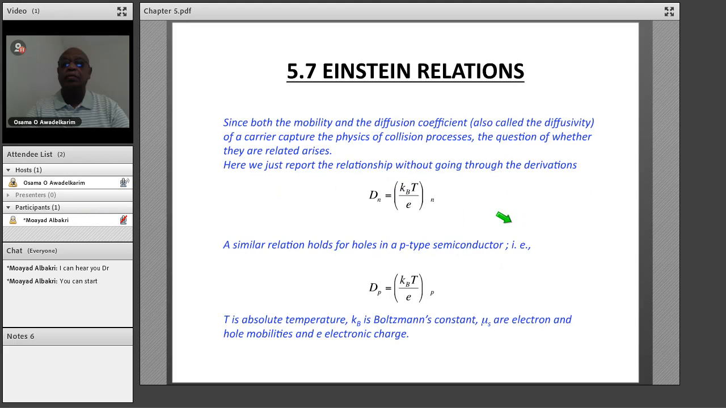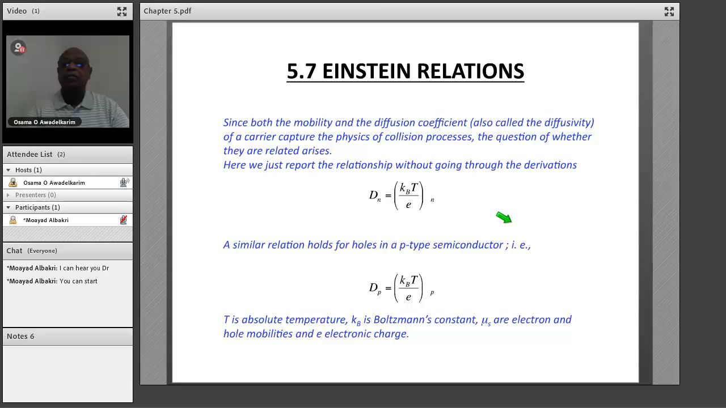So going back to that question that I posed in the previous slide about what's the relationship between mobility and diffusion coefficient. This relationship was worked out by Albert Einstein several years ago in the past century.